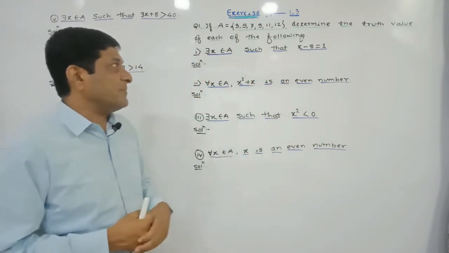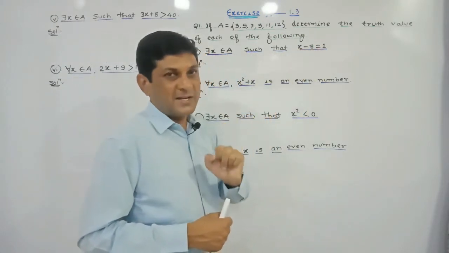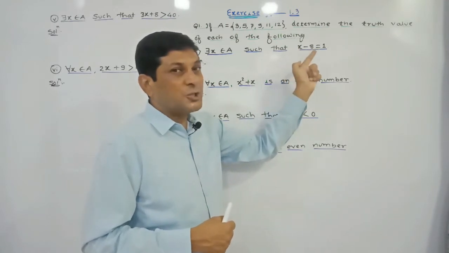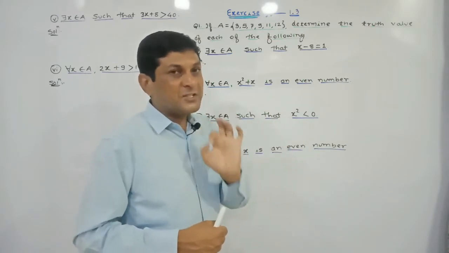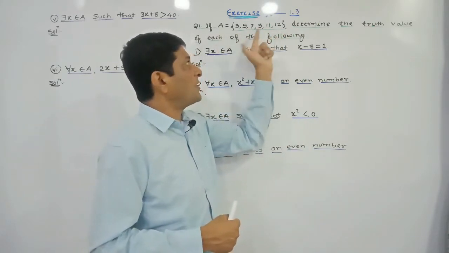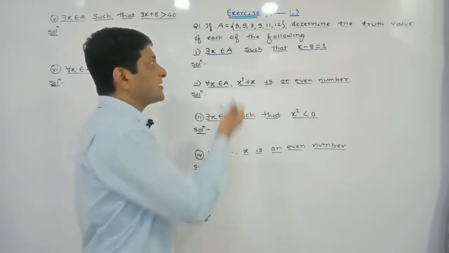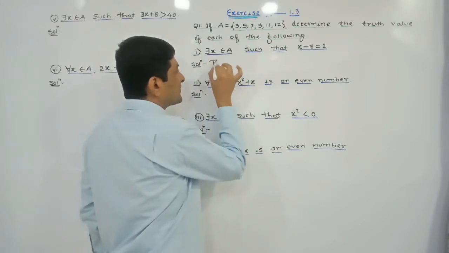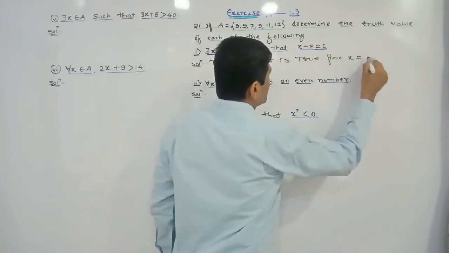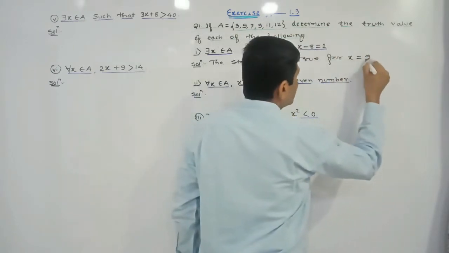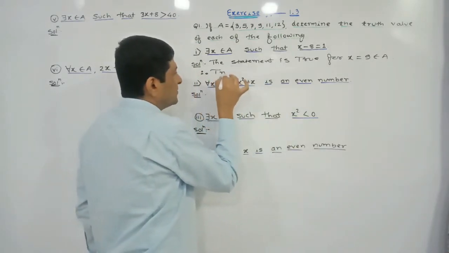Now see the first example. There exists x belongs to A such that x minus 8 equals 1. So we know from which element 8 should be subtracted to get 1. Definitely 9. 9 minus 8 is 1. Let us check whether 9 belongs to this set or not. Yes, 9 belongs to this set, which means there exists at least one element which satisfies this condition. That's why we can say that the statement is true. The statement is true for x equals 9 belongs to A. Therefore the truth value is T.